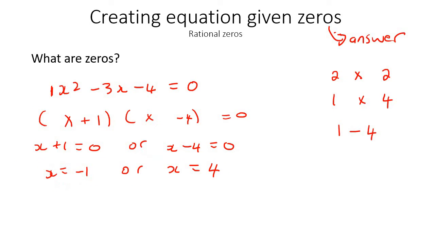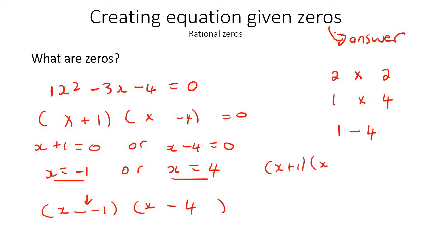So what you do is for every zero you make a bracket. Okay, so there's two zeros, so I make 2 brackets. Then what you do is you just say x and x, put a minus and a minus, okay, and then just fill in the zeros. So this zero was a minus 1, and this zero was a 4. So then what you do is a minus and a minus makes a plus, so it's going to be x plus 1 and x minus 4.